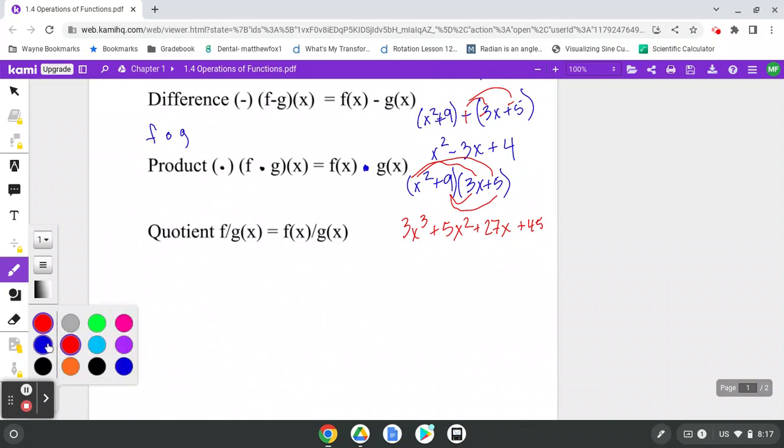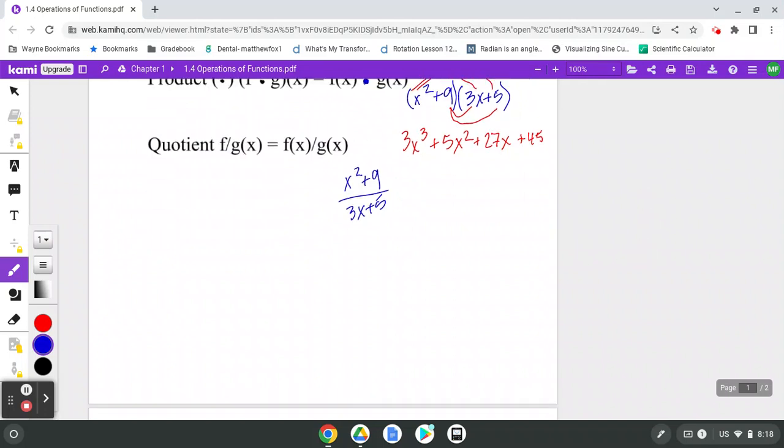Now, on to the next one, quotient. We know that means dividing. So if we would set this up, x squared plus 9 divided by our 3x plus 5. In this case, there is absolutely nothing we can do. Some of you might be seeing that 3 could go into 9, but that's not true because the 3 represents 3x. There's no 3 that we can factor out and cancel. So we just have to leave it.